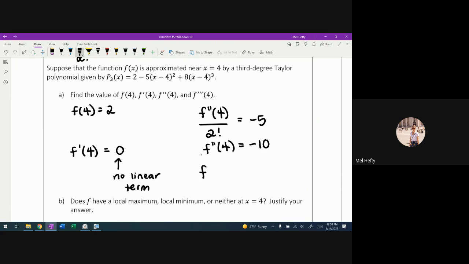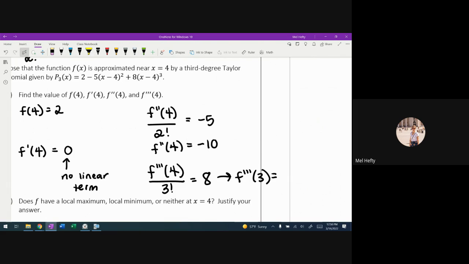All right, f triple prime over what? Has to equal 8, which means f triple prime of 3 factorial is, give me a number. 48. 3 factorial is 6 from 3 times 2 times 1, times 8 is 48.